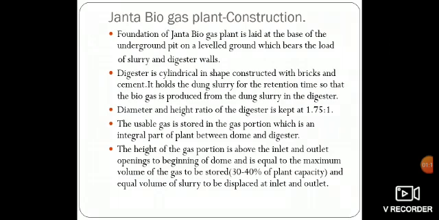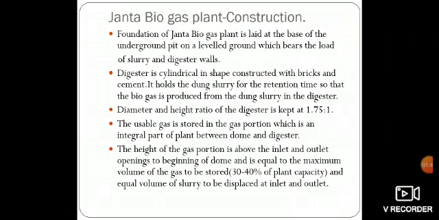The foundation of the Janta biogas plant is laid at the base of an underground pit on a leveled ground, which bears the load of the slurry and digester walls. Generally, the Janta biogas plant is laid underground on a leveled ground so that the load of the slurry and the digester walls can be borne by the underground pit.